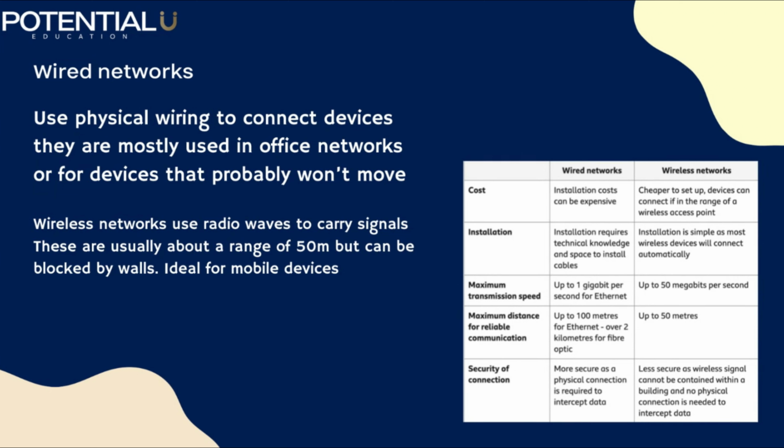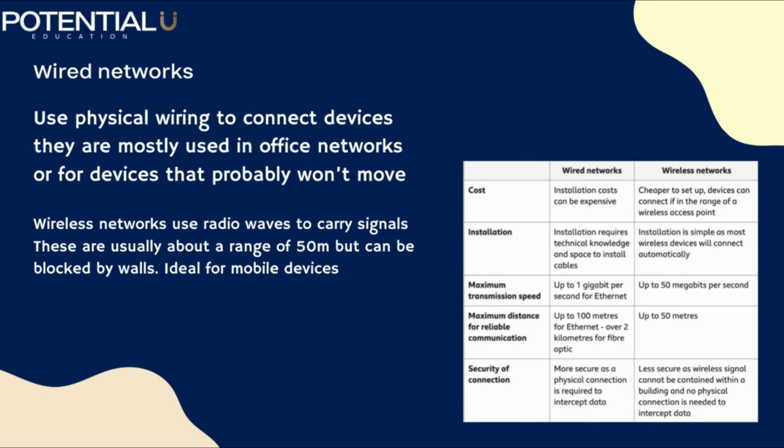And wireless networks, they're cheap. Devices can connect super easily. Installation is really simple. Just have the guy from Virgin Media go around and he'll sort it in maybe 30 minutes. It's 50 megabits per second. It is getting faster, and it's also up to 50 meters.